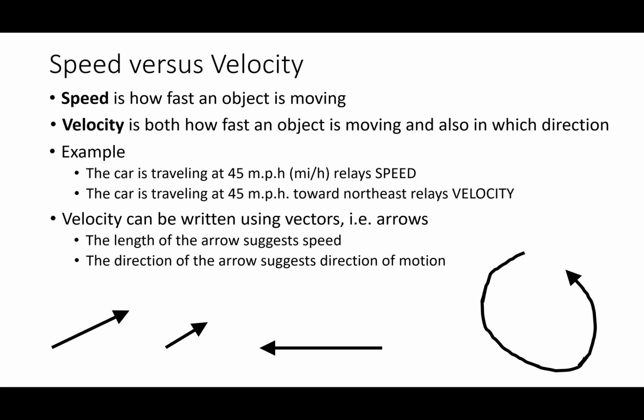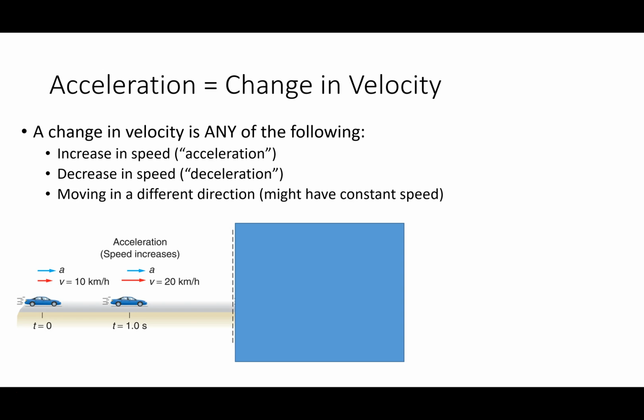So we have speed and we have velocity. Velocity is the higher level of speed. So now we have acceleration. Change in, I'm going to use delta. So change in velocity. Acceleration is change in velocity divided by the time over which that change occurs.